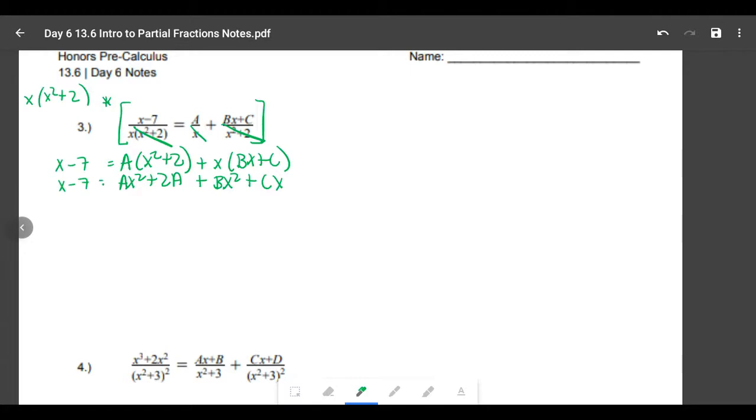And then we need to look at what's on both sides of the equation. All right, for my x squared terms, I know that there is no x squared on the left side, but on the right side we have an a plus a b.